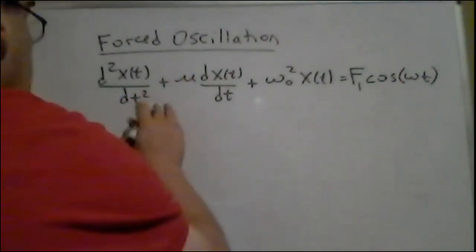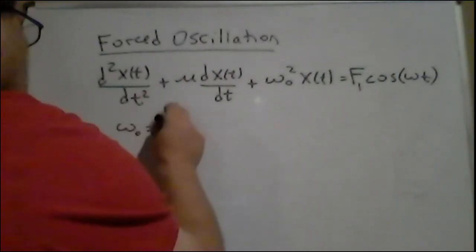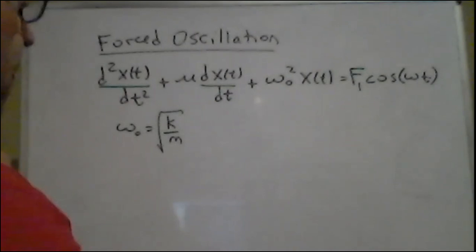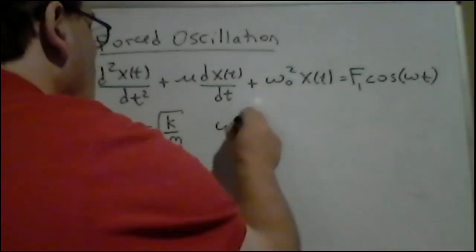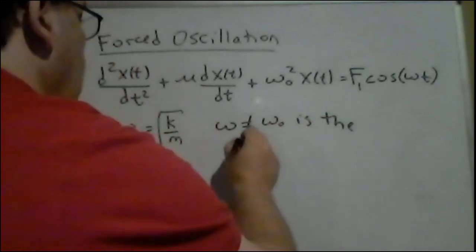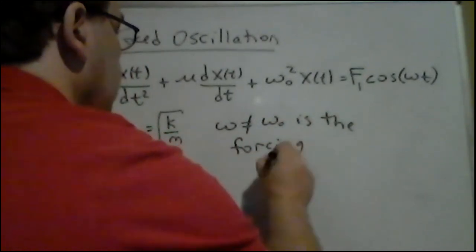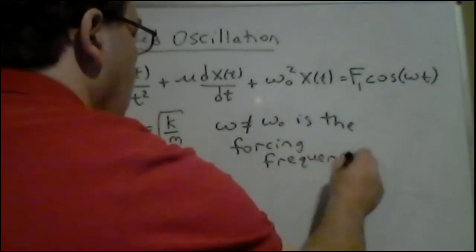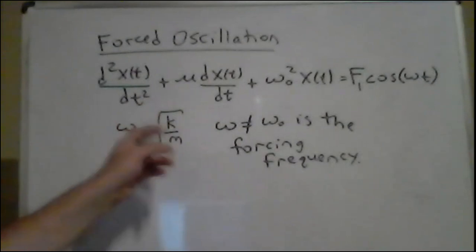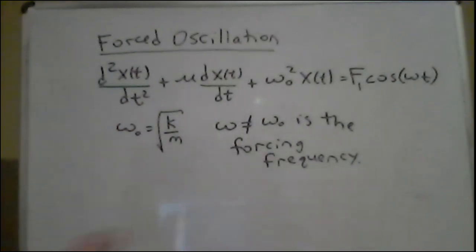Okay, so let's remind ourselves, again, omega naught is that natural frequency, square root of k over m. The system can be thought of as a mass on a spring. K is a force constant. Omega, which is generally not equal to omega naught, is what's called the forcing frequency. So I am applying a sinusoidal force. I have a system that naturally wants to oscillate at omega naught, but I'm going to apply a sinusoidal force that's different than the natural frequency. I'm going to basically disturb the system at a frequency that's different than the natural frequency.